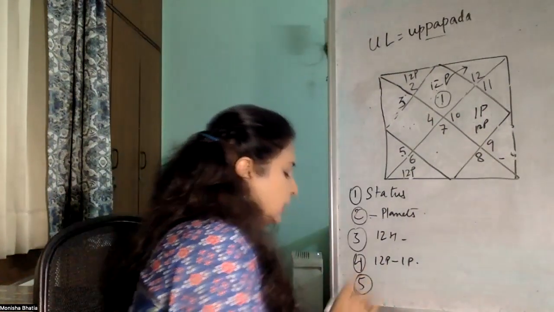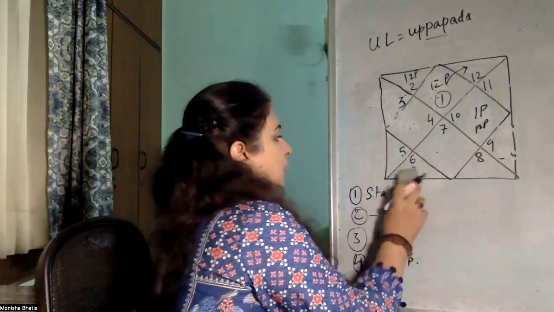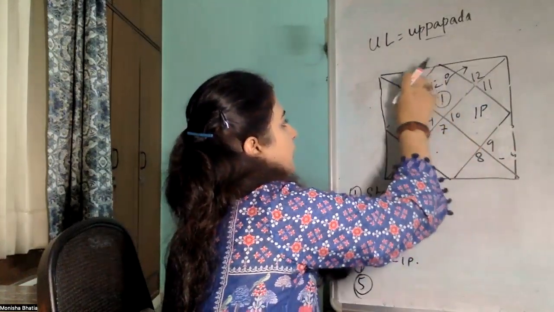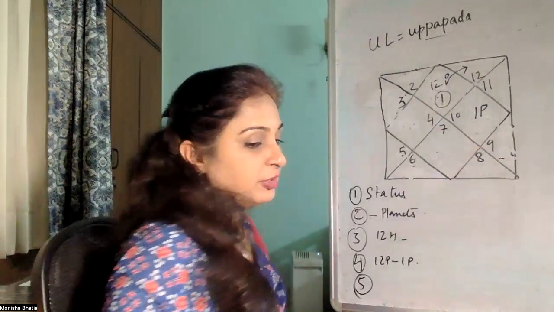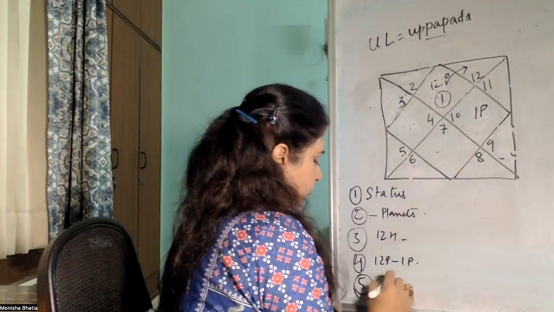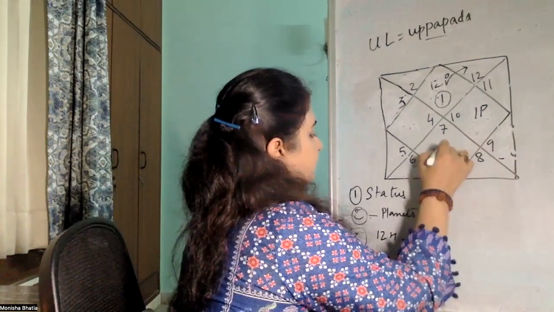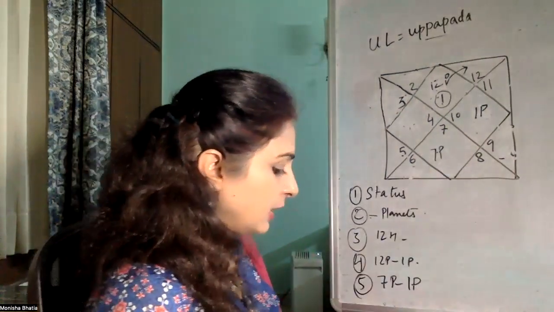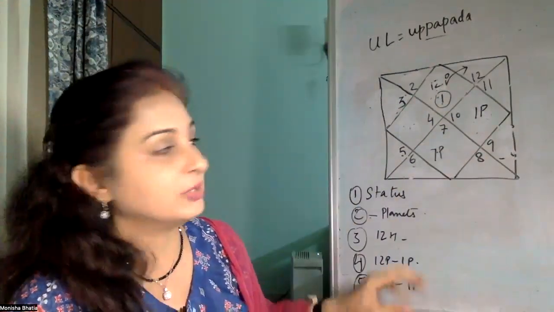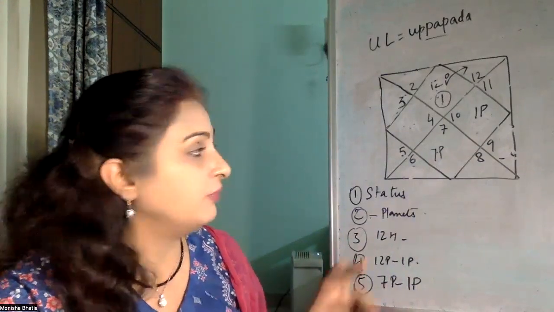Now for the 5th point, you have to keep in mind the 7th pada also. Friends, up till now, I have been talking about the 12th pada and the 1st pada. Now let's also use the 7th pada, which is all about your sexual compatibility with your spouse. So if the 7th pada, suppose, is sitting here, and the 7th pada and the 1st pada are in the Kendra houses, it means your sexual compatibility with your marriage partner will be very good.